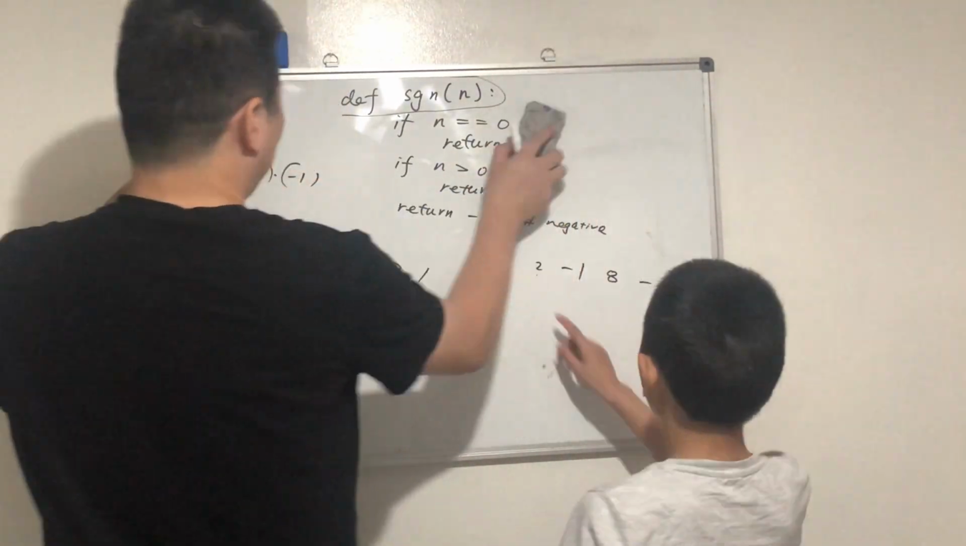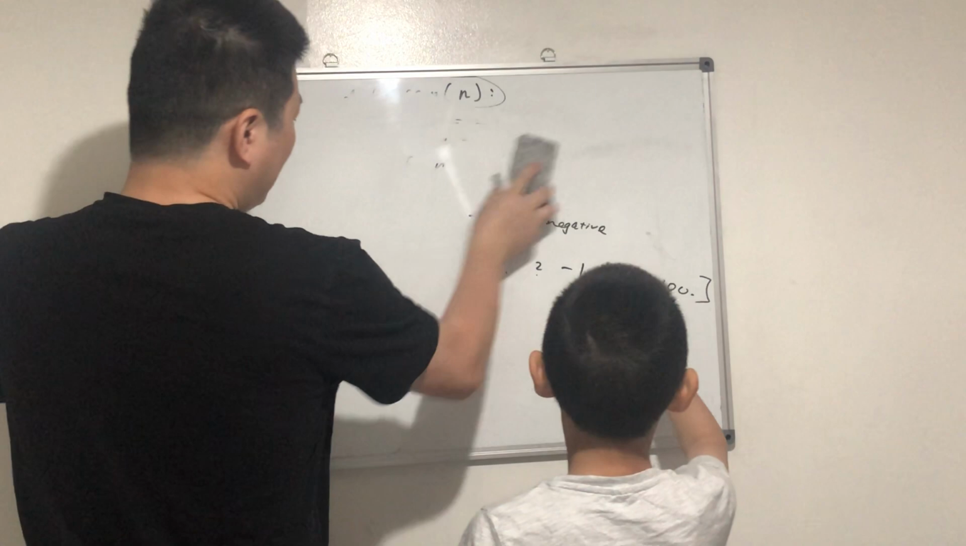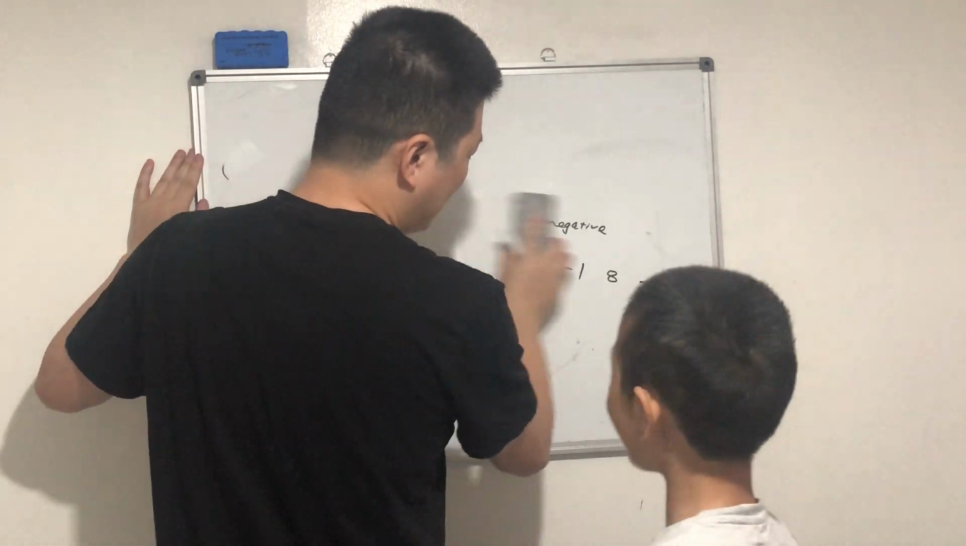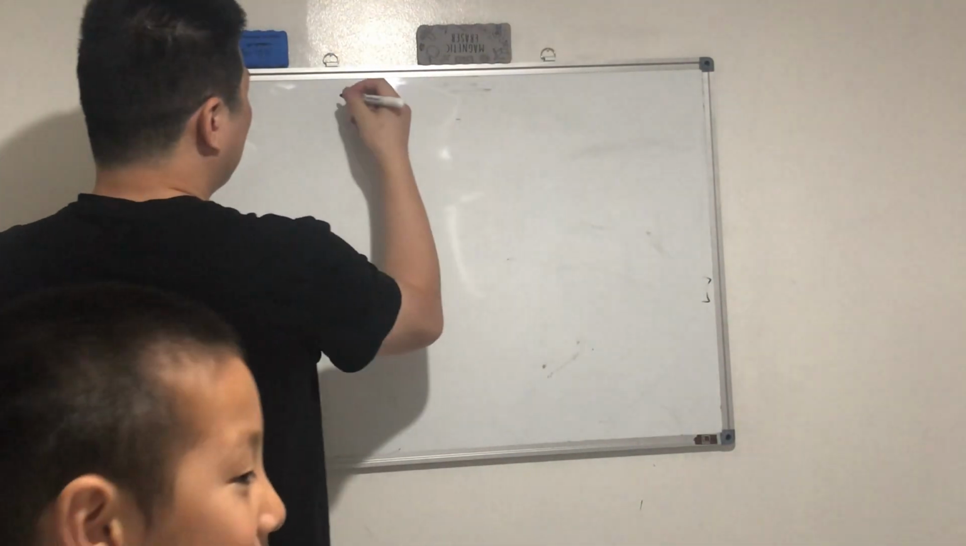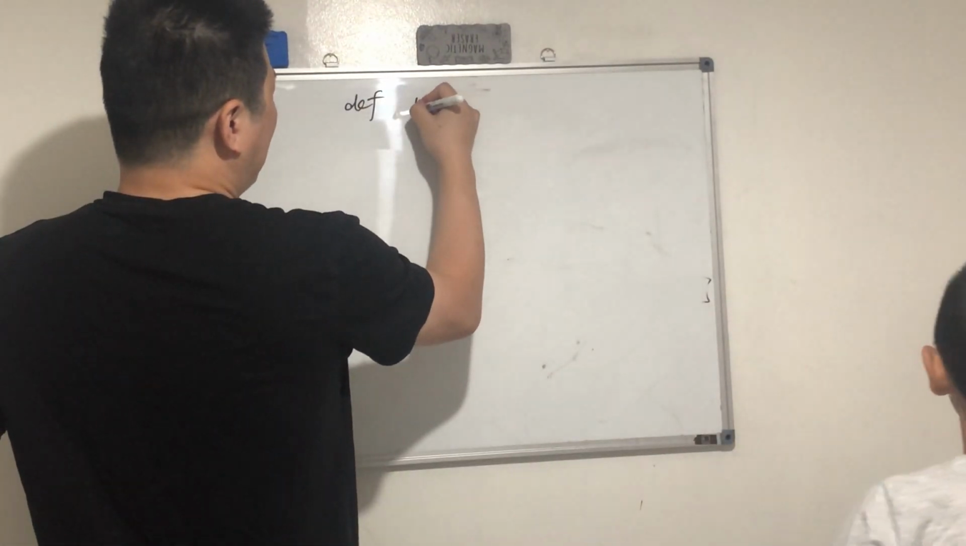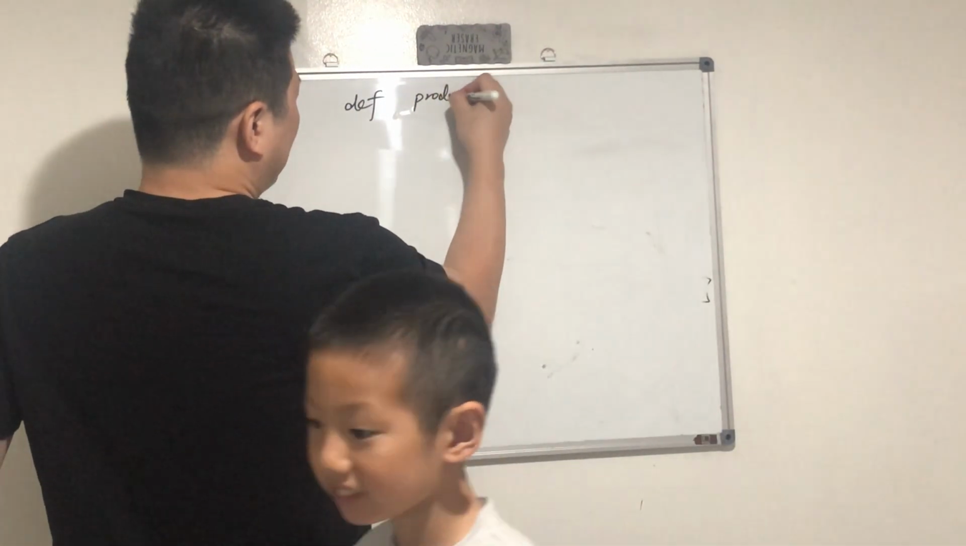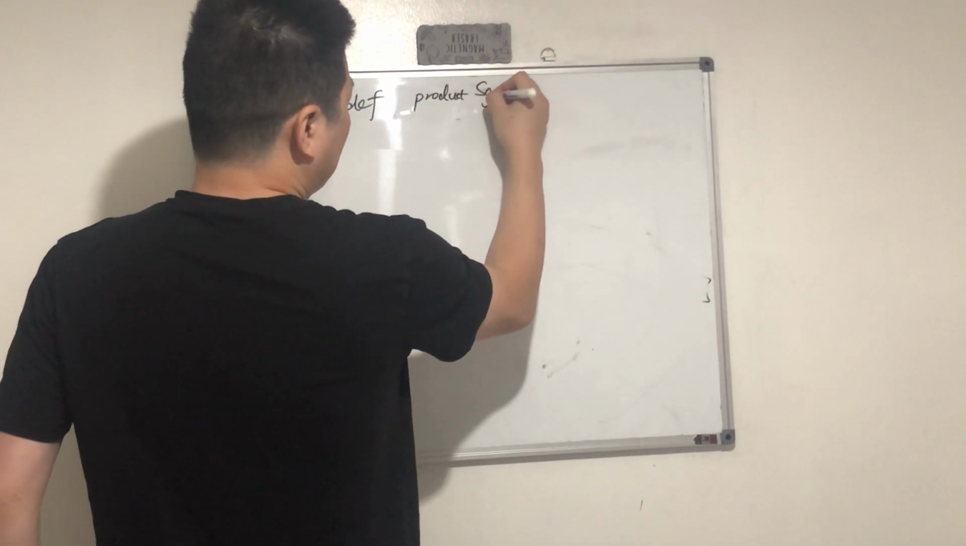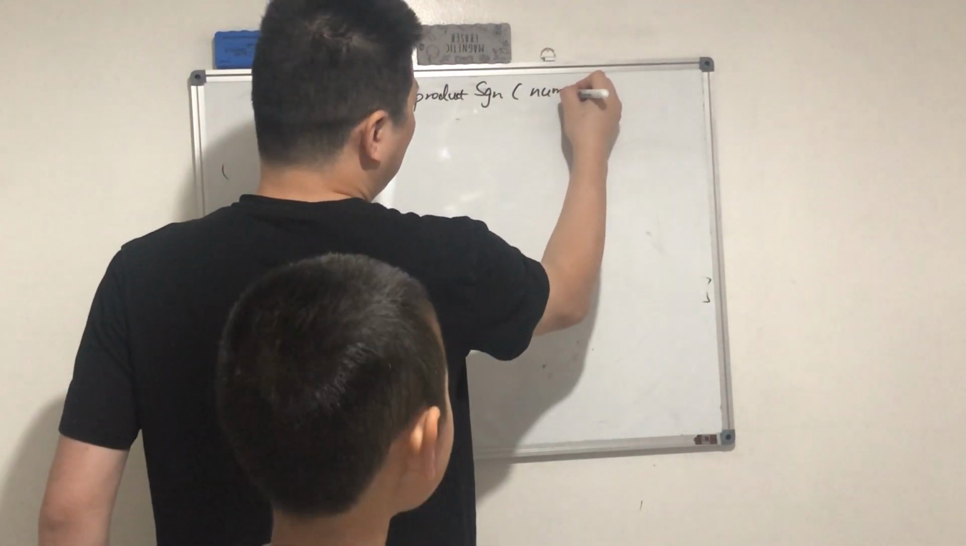Let's write this function first. I think this is a 1, 2, 16. 16 times minus 1. Okay, let's say product sign. Product sign.